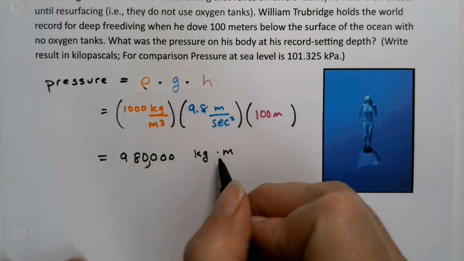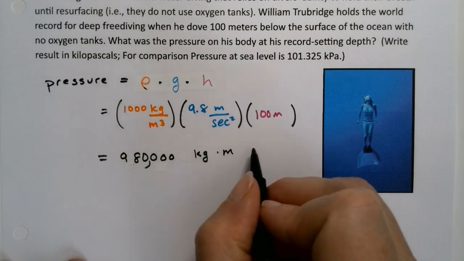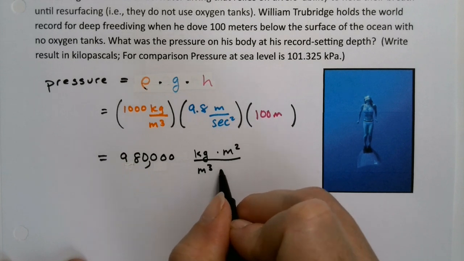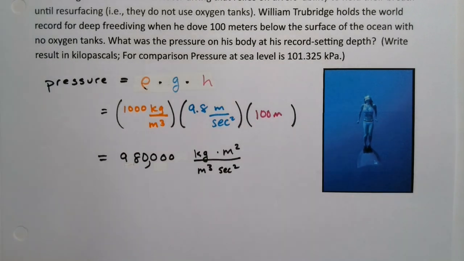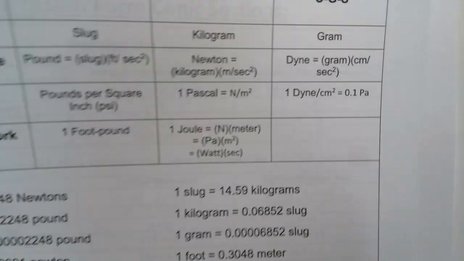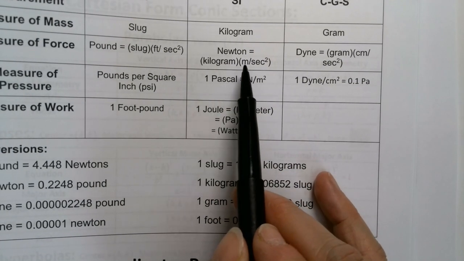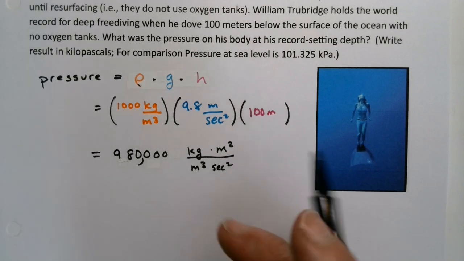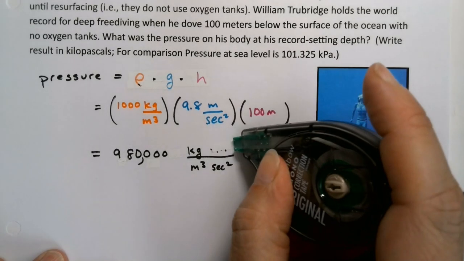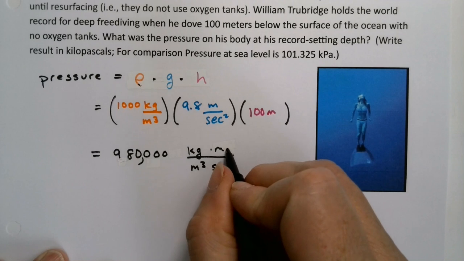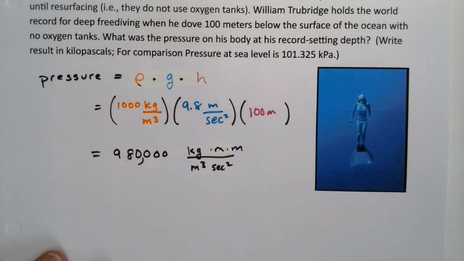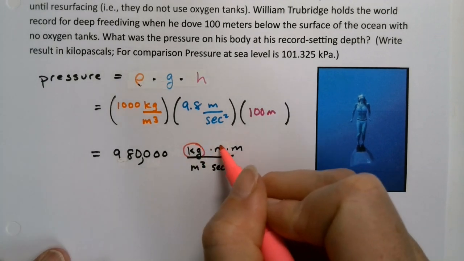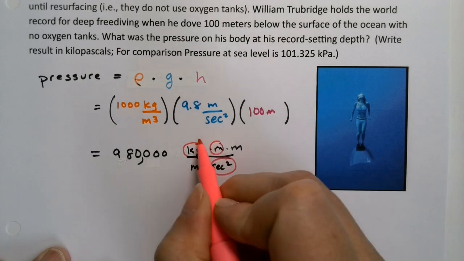Actually, I'm going to cancel. Well, kilograms times meters squared over meters cubed seconds squared. Now recall, newtons are kilograms times meters over seconds squared. So if I take a kilogram, if I take a kilogram of meters and a second squared, if I take these three together, kilograms, meters, seconds squared, that's newtons.